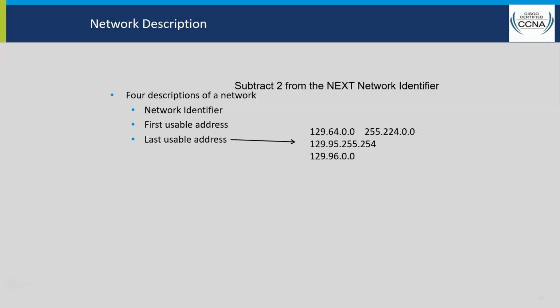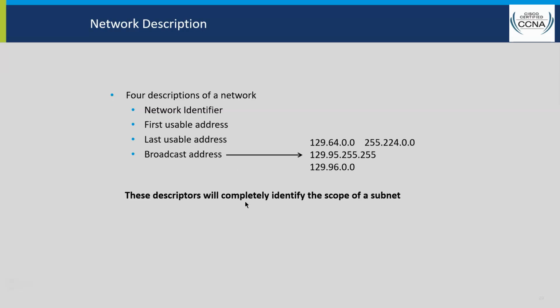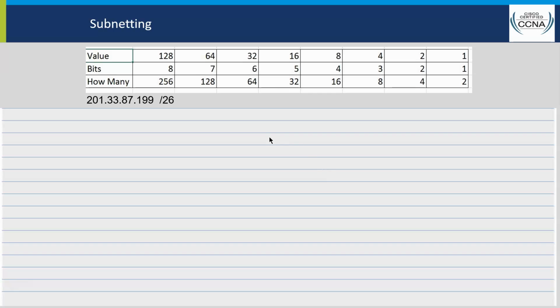The last usable address, to me, it's easier to go find the broadcast address, which is the all ones, and subtract 1 from it to get the last usable. The broadcast is all ones, which means it's going to have a 1 in the last bit. So therefore, it would be an odd number, and the last usable address is going to be an even number. And then the broadcast, the all ones, completely identify the scope of the subnet when we do these things.